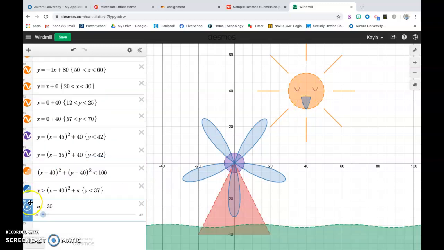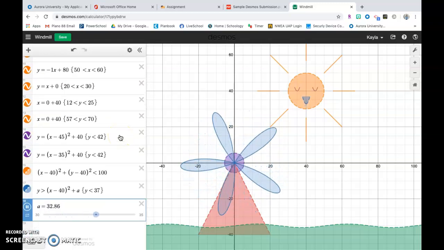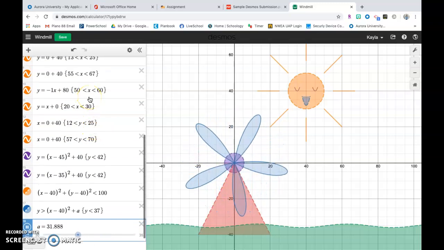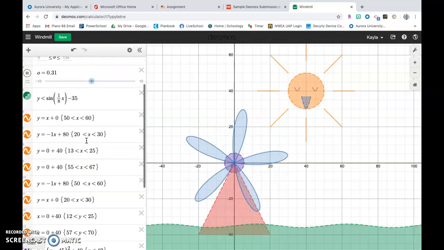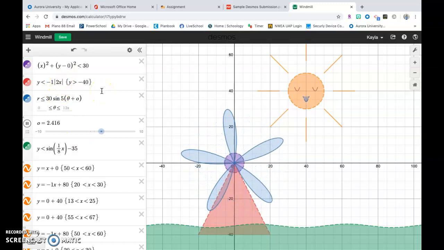So now if we play that, we can see that the mouth grows bigger and smaller on the sun, and then we can also play the windmill. So now we have our two moving slider parts. So I have some restrictions, I have absolute value in the triangle here to create our design.